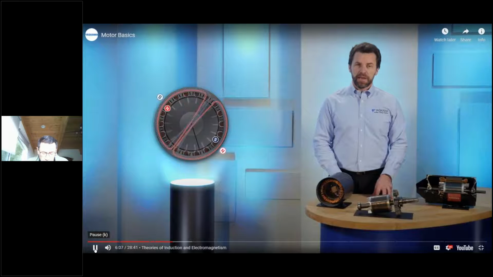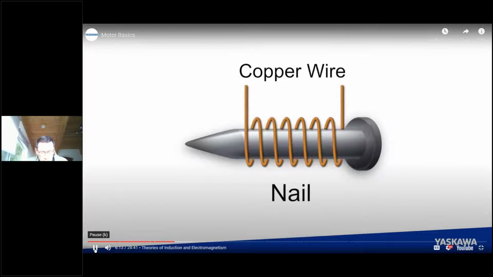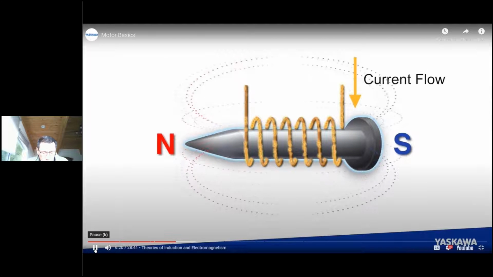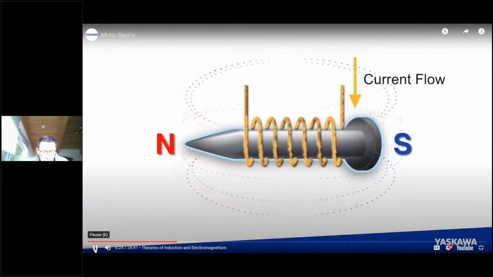To better understand how the magnetic field is produced, think about the electromagnetic demonstration you may have seen back in science class. An insulated copper wire is wrapped around a nail. When voltage is applied across the wire, current flows through it, and the nail becomes an electromagnet. In this case, you can think of the nail as the stator's core and the copper wire as the windings.